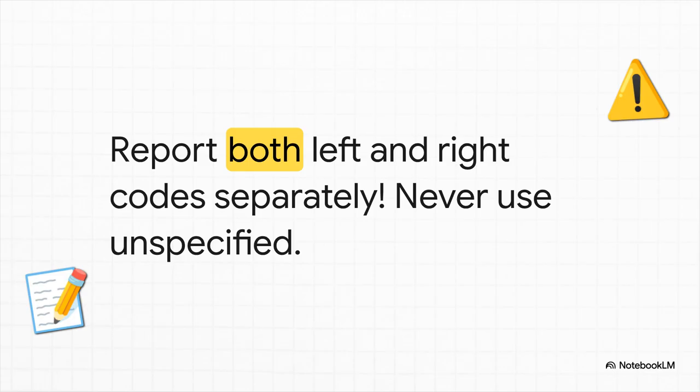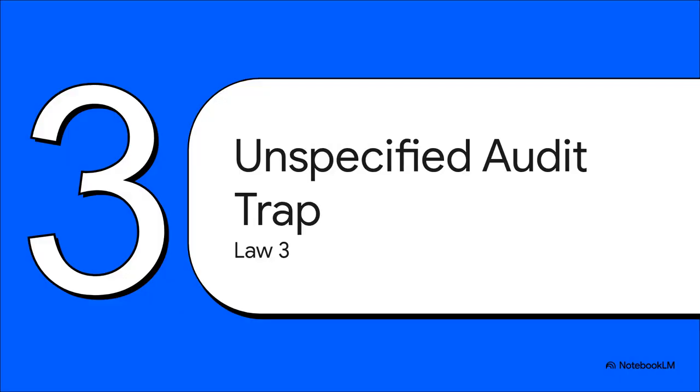You never, ever just pick one side to represent the whole shebang, and you absolutely never throw your hands up and use an unspecified code when you know for a fact that both sides are affected. Use the tools provided to paint a totally accurate bilateral picture. Which brings us to our final section, Law number 3, the unspecified audit trap.